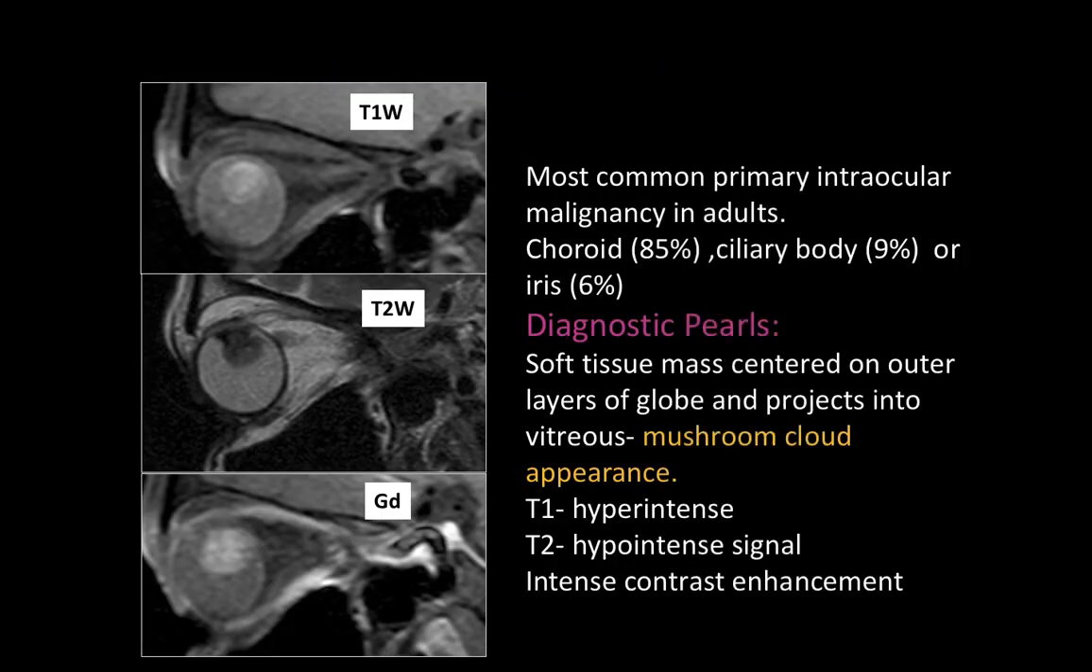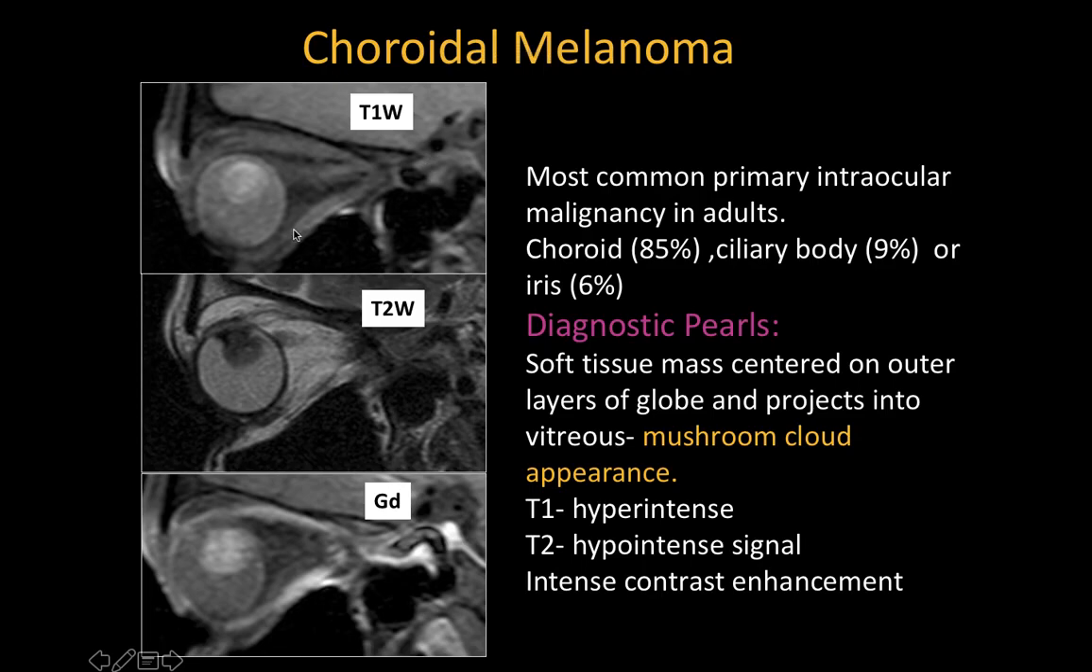Now, coming to the tumors in adults. The most common tumor in adults is choroidal melanoma. It's the most common primary intraocular tumor. It can arise from the choroid, which is seen in 85% of patients, the ciliary body, or the iris. And how do you diagnose it? Basically, it is a soft tissue mass centered on the outer layers of the globe and it projects into the vitreous, so it has a classic mushroom cloud appearance. As with melanoma, it is hyperintense on T1, hyperintense on T2 weighted images, and it will show intense post-contrast enhancement.